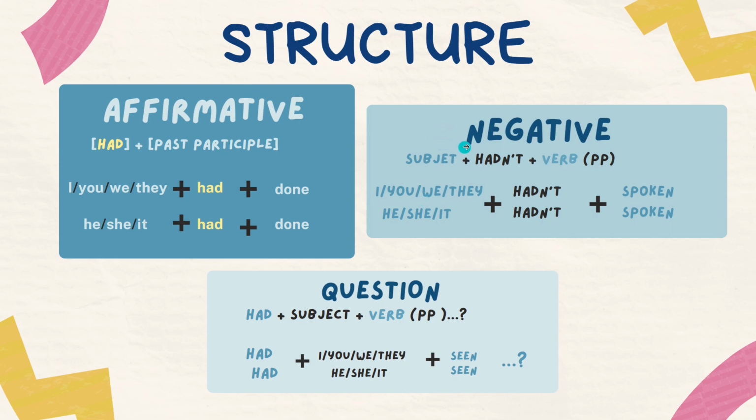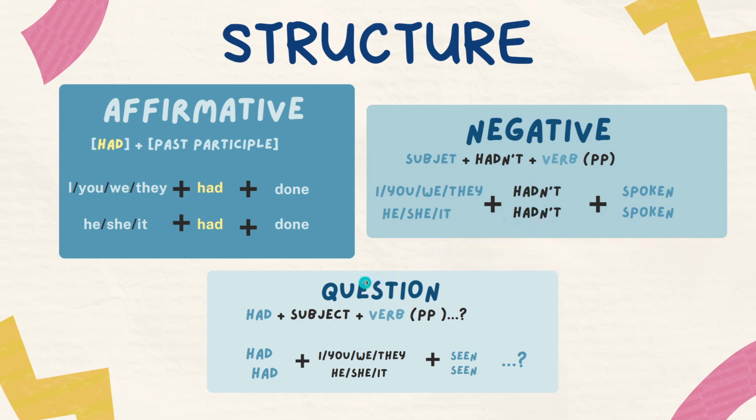In the negative form, we're going to have our subject, then the contraction, or if you prefer not using the contraction, you can use had not, but this is the contraction, hadn't. We're going to have subject plus hadn't or had not, then the verb in past participle. So it will be: you hadn't spoken, she hadn't spoken. As you can see, even with the third person, we're going to use only had or hadn't in the negative way.